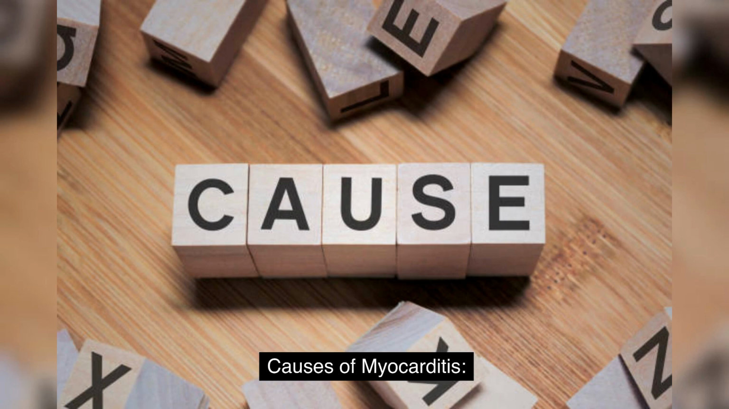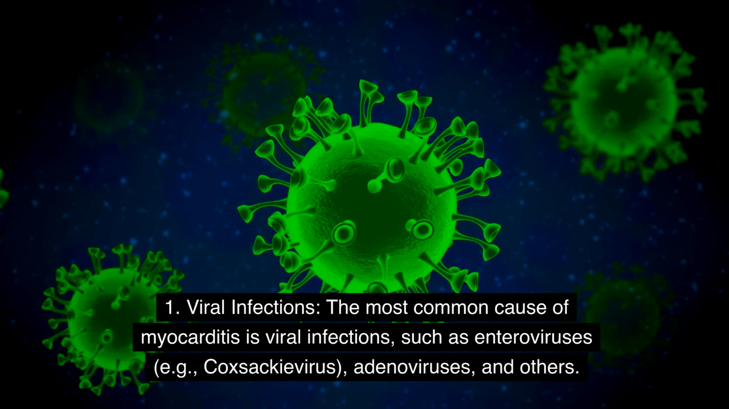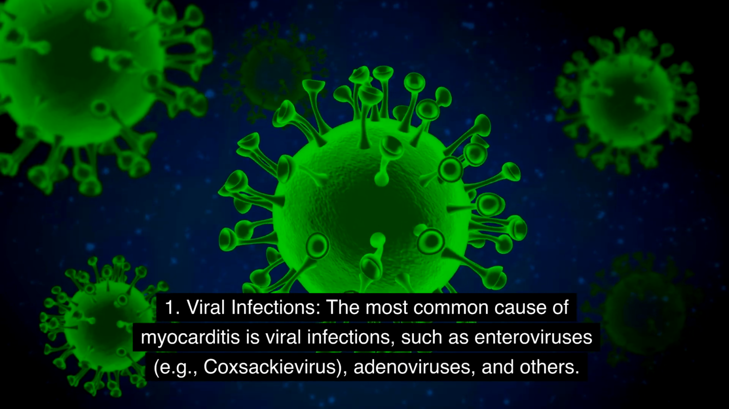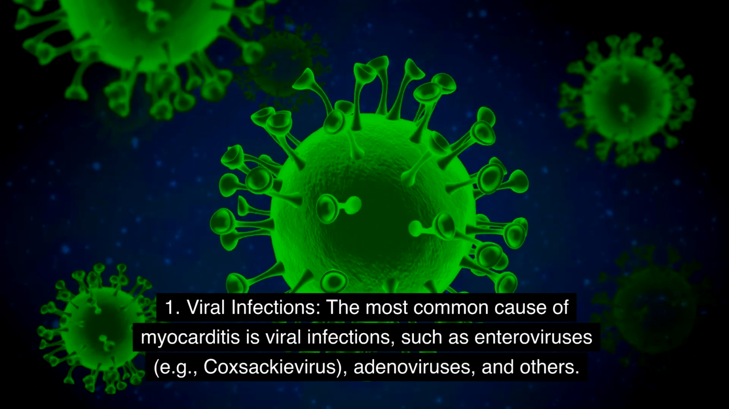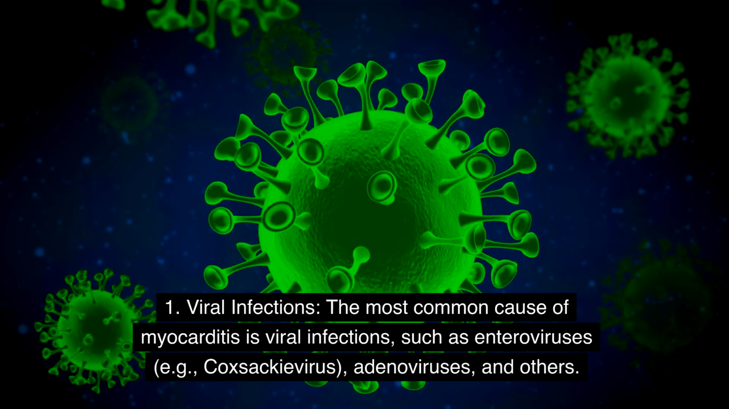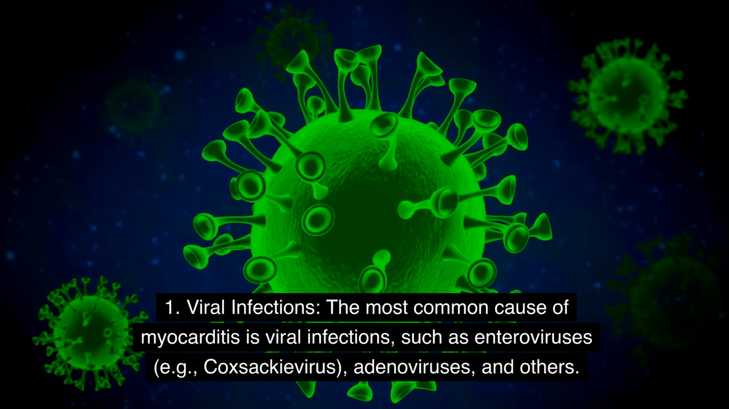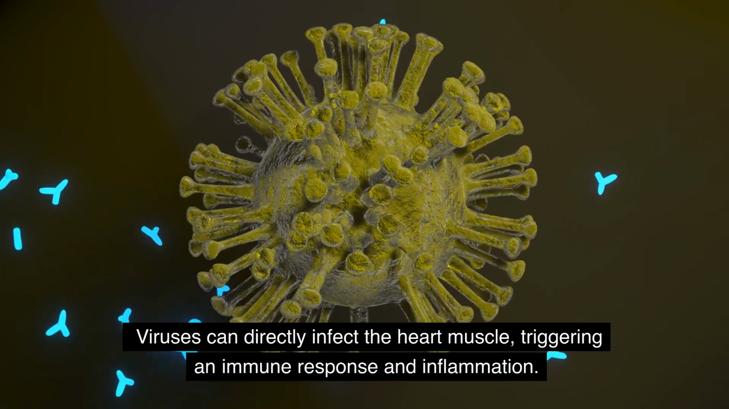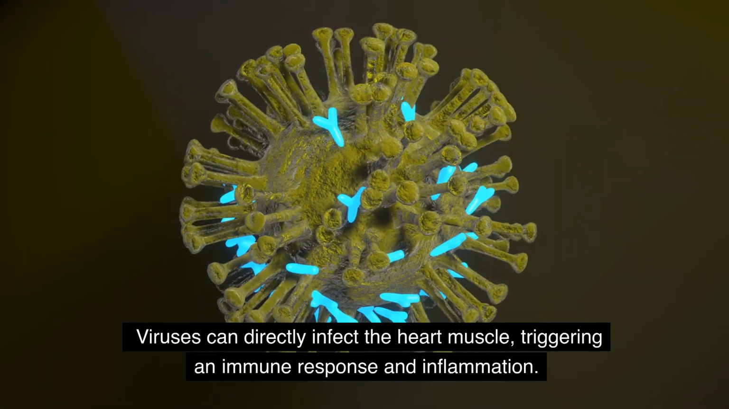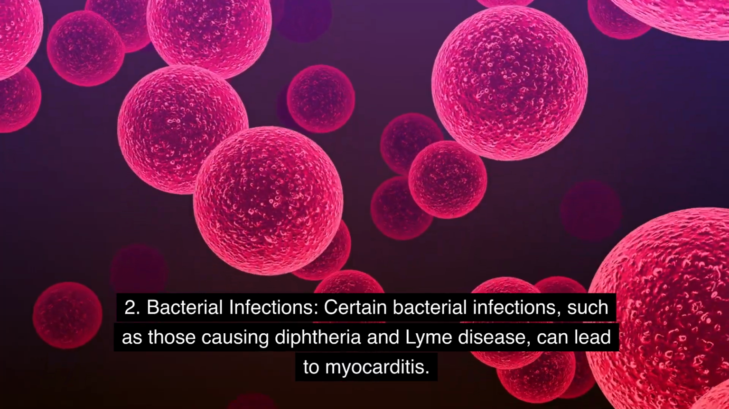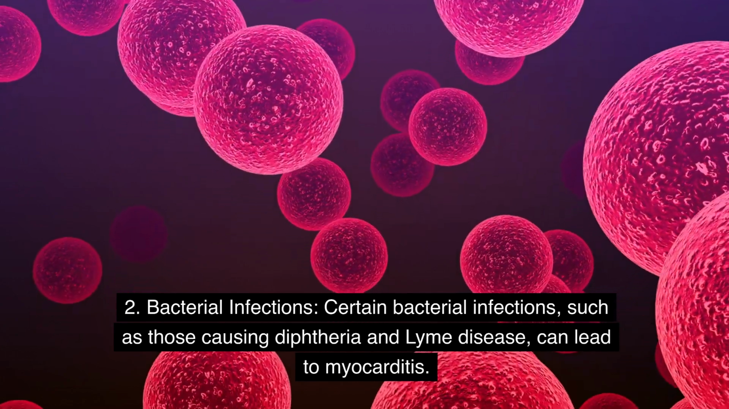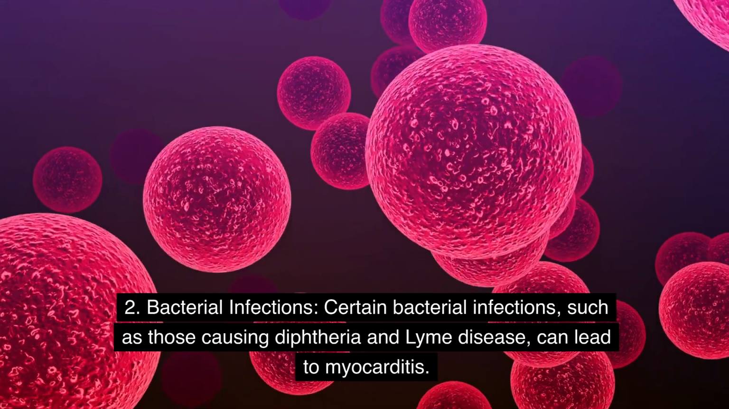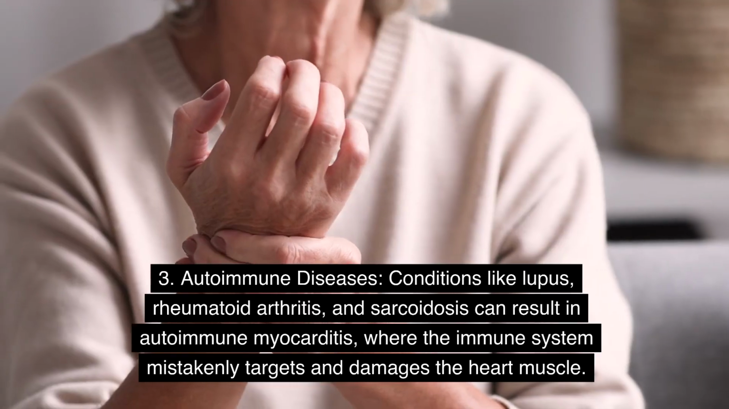Causes of myocarditis. 1. Viral infections. The most common cause of myocarditis is viral infections, such as enteroviruses, for example, Coxsackie virus, adenoviruses, and others. Viruses can directly infect the heart muscle, triggering an immune response and inflammation. 2. Bacterial infections. Certain bacterial infections, such as those causing diphtheria and Lyme disease, can lead to myocarditis.